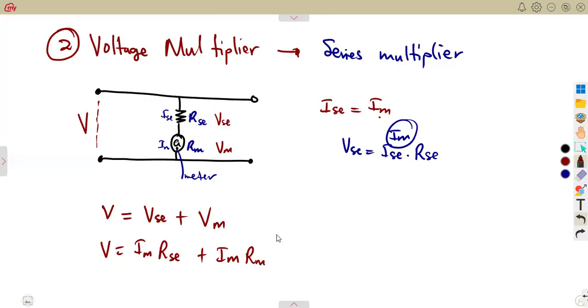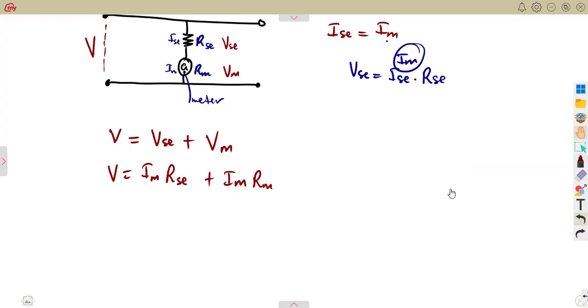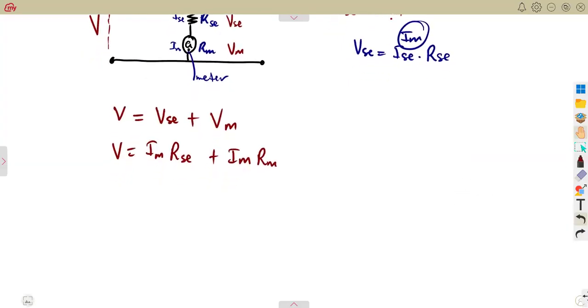So in this case, we can have the formula for this series that we are given, which is our series resistance. All right, so what is going to be our series resistance? Let us take this to the other side. It's going to subtract. That's V minus Im Rm is equal to Im Rse.